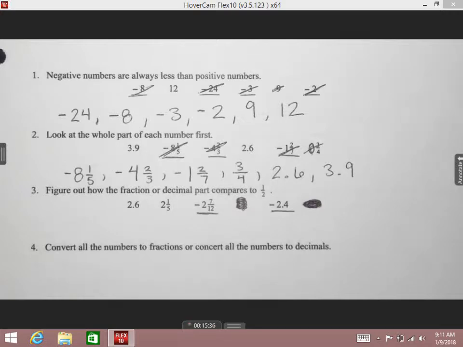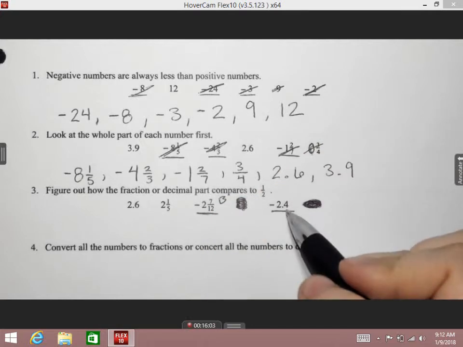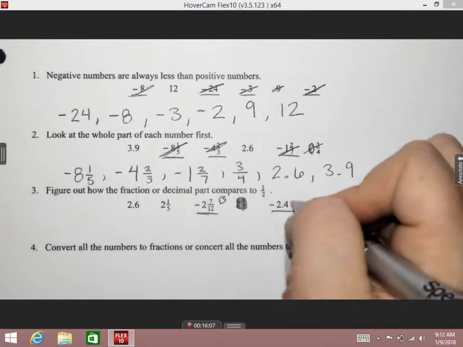So my tip here is figure out how the fraction or decimal compares to 1/2. All right? Because what is half of 12? 6. So is 7/12 going to be bigger than 1/2 or smaller than 1/2? Bigger, because there are 7 of them. Half would be 6. There are 7, so this is going to be bigger. 0.4, bigger or smaller than 1/2? Smaller, because the decimal would be 0.5, and that is smaller.